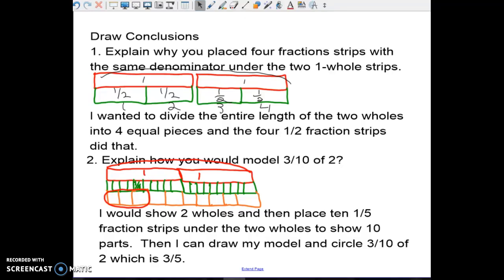Okay, so here's what we did in words. I would show 2 wholes and then place 10 1/5 fraction strips under the 2 wholes to show 10 parts. So we have our red ones, and then we placed our orange 1/5 under there till we had enough that would cover the same length as the 2 wholes. Then I can draw my model and circle 3/10 of 2, which is 3/5.